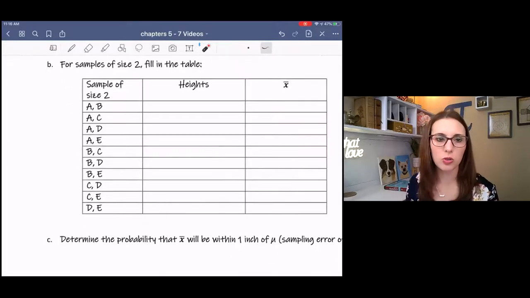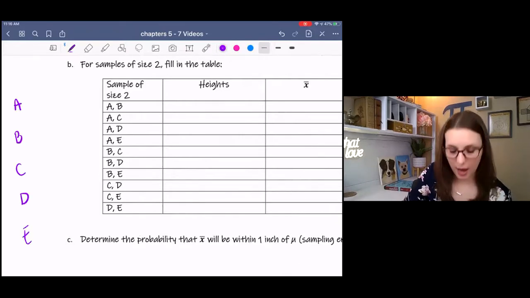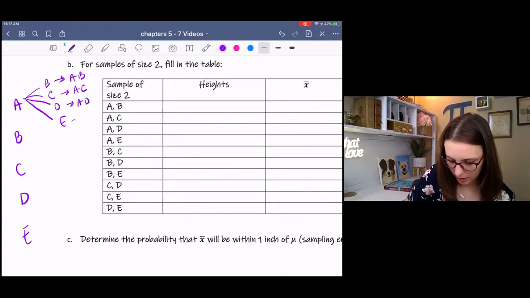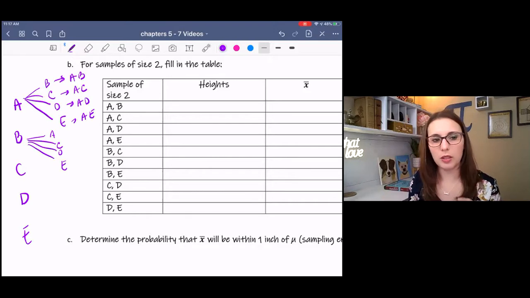So you can actually use a tree diagram if you want to, just to make sure that you're hitting all the possibilities. A tree diagram is where you have all your players, and then you branch out from that. You can get B, C, D, E, and this sample represents A, B, A, C, A, D, A, E. And then from this player, we can get A, C, D, and you get the point. It gets a little spread out. You don't want to write any of the same ones twice, but at least you know that you're hitting all of the possible samples so you don't miss any.